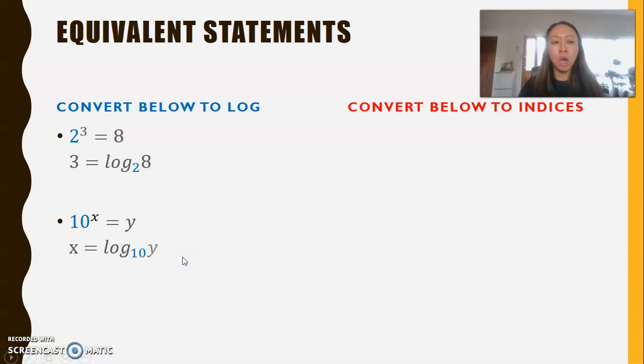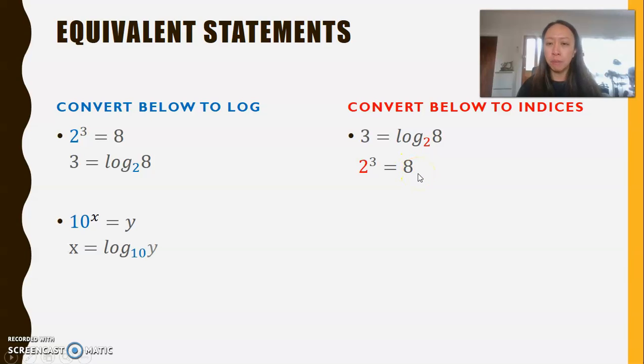So if we know how to convert an index equation into a log equation, how do we convert them back? Well, it's the same thing. If we have a log equation, for example, 3 equals log 2, 8, the base number for log in this case is 2, and therefore 2 will become the base number for the index number. So 2 power 3 will be equal to 8.